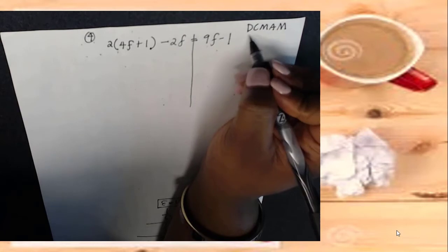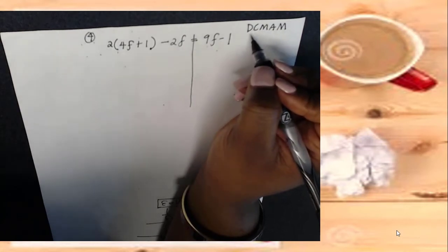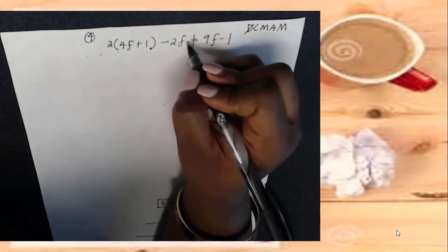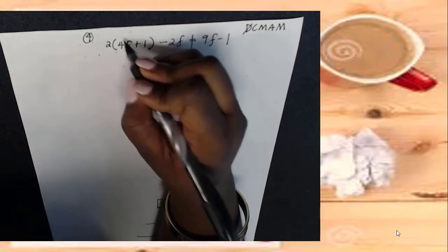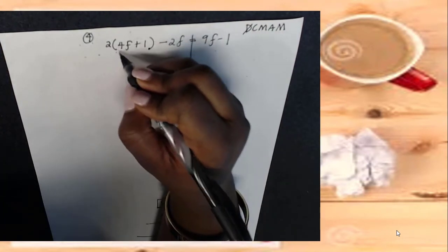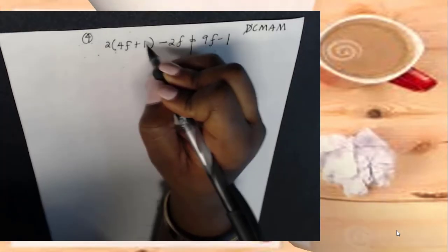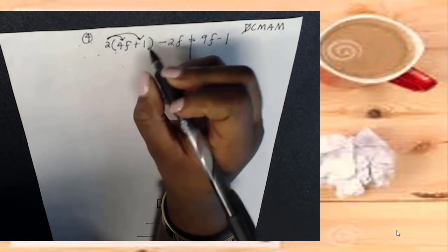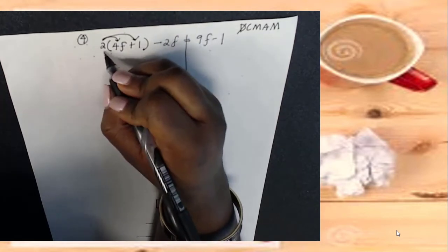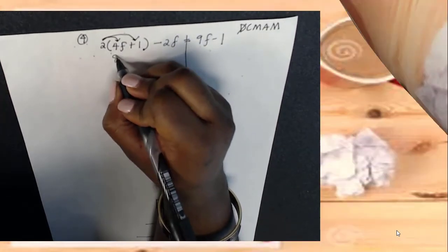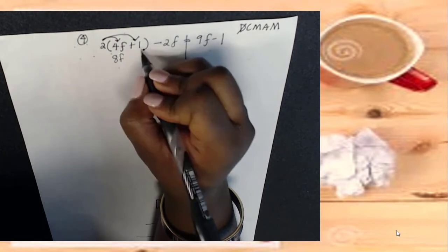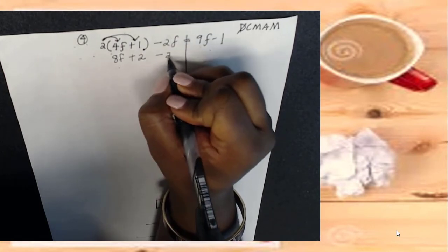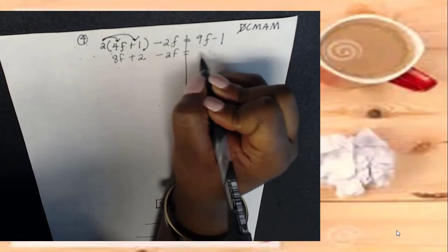So the first thing we're going to do is check for the distributive property on each side of the equal sign. On the left side there are parentheses, and I'm going to use this 2 times the quantity of 4f plus 1. We're going to distribute by multiplying. 2 times 4f is 8f. 2 times positive 1 is positive 2. Now we're going to bring everything else down.